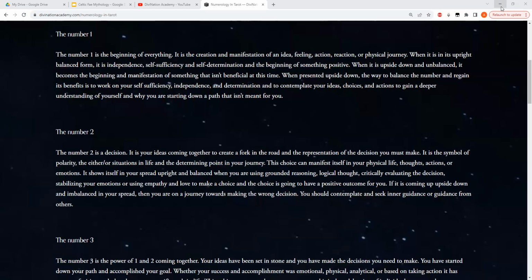So its balanced properties are that it represents independence, self-sufficiency, self-determination, and beginning projects that you are extremely passionate about, projects that you love, and also the beginning and manifestation of new ideas that you're extremely passionate and excited about, and being able to start those journeys all on your own using self-sufficiency and independence.